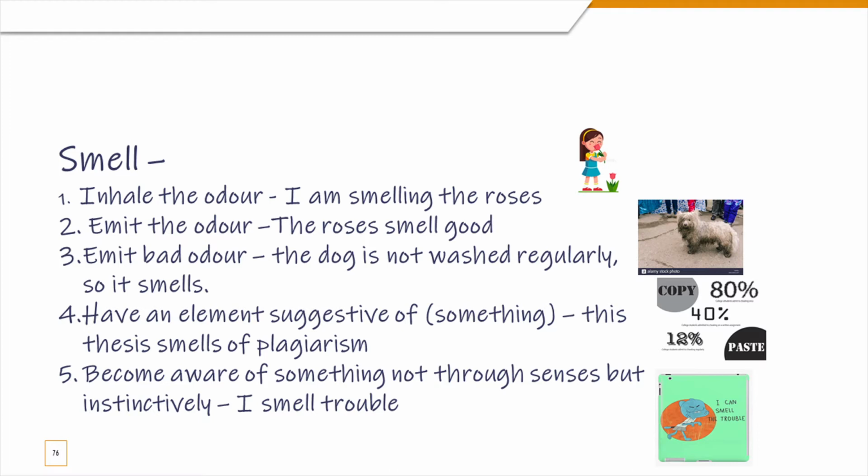Now, smell can also be directly used as bad odor. So, for example, the dog is not washed regularly, so it smells. You don't have to say it smells bad. From the sentence, it is implied that that's a bad smell. Now, another one is when there is an element suggestive of. Smell means you can smell of something. There is something fishy here. We hear this all the time, don't we? So this is also about a sense of smell.